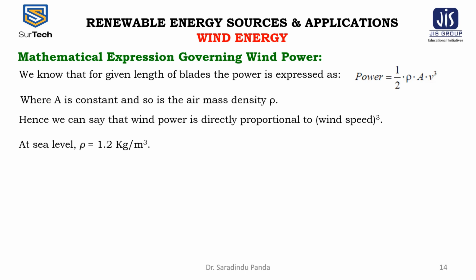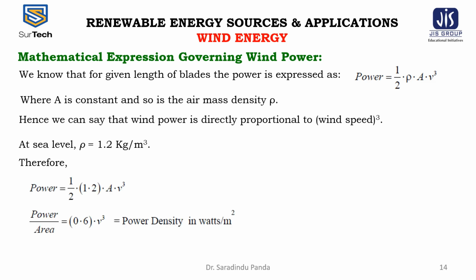At sea level, rho is equal to 1.2 kg per meter cube. Therefore, the power is equal to half of 1.2 into A into v cube. So the power per area is equal to 0.6 into v cube, that is the power density in watts per meter square.